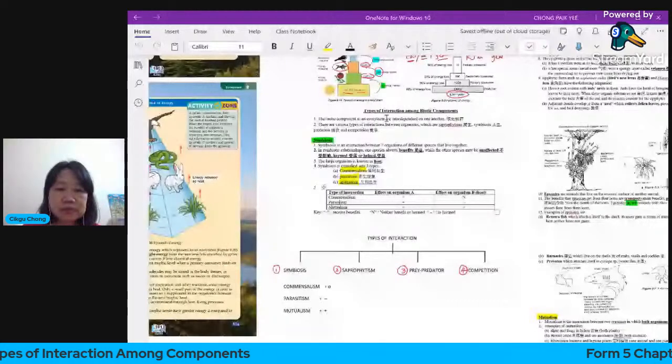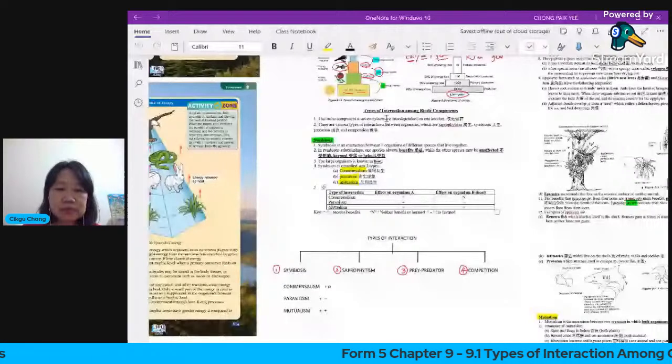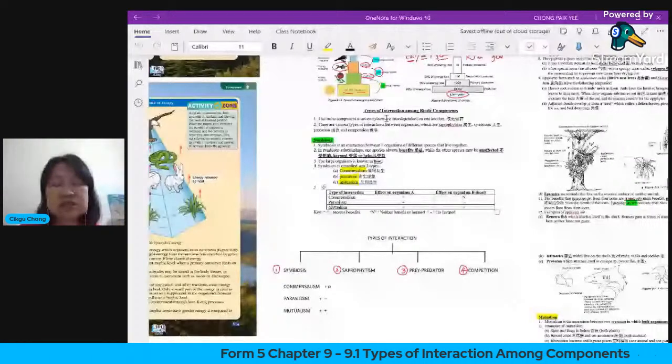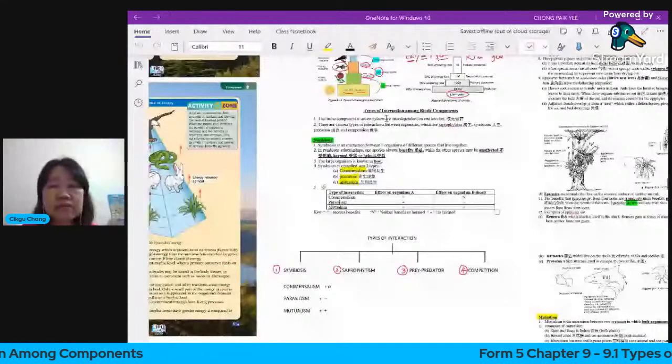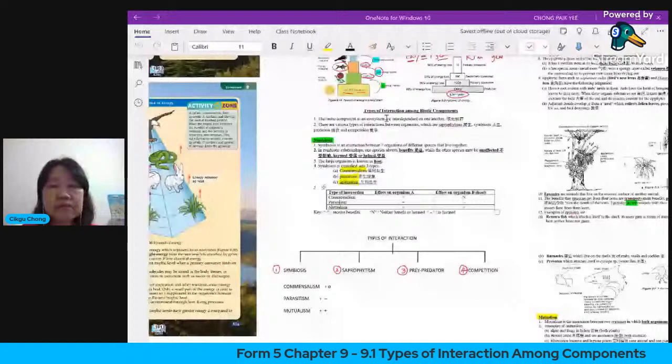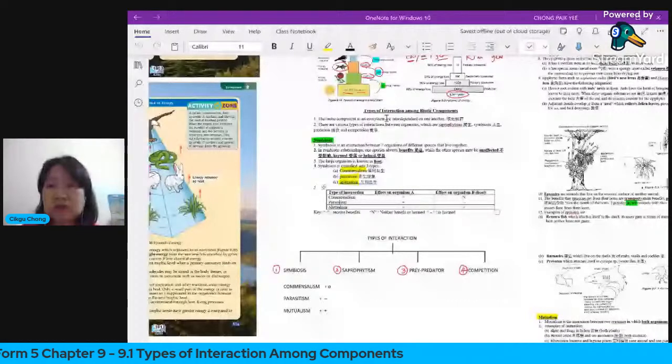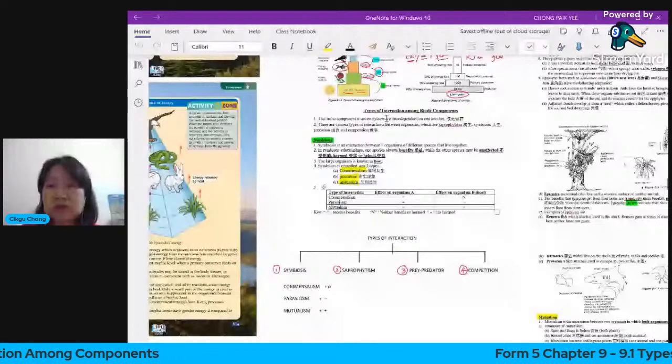This is an interesting part, I feel. It's the types of interaction among biotic components. So we're talking about all the organisms which are alive, that means living things, whether it's a plant or an animal or even bacteria, they interact with each other in different ways. Maybe it's in terms of nutrition, one organism eats another organism. That's also interaction. Maybe both of them live together and they help each other. So this is a symbiotic relationship.